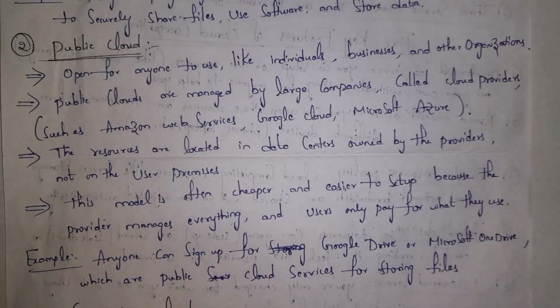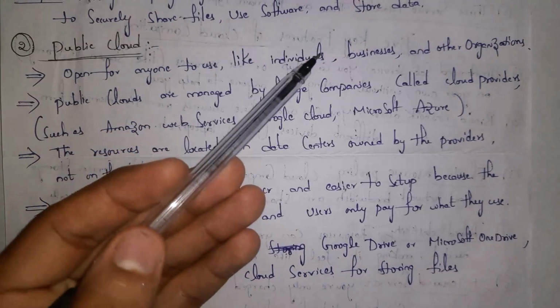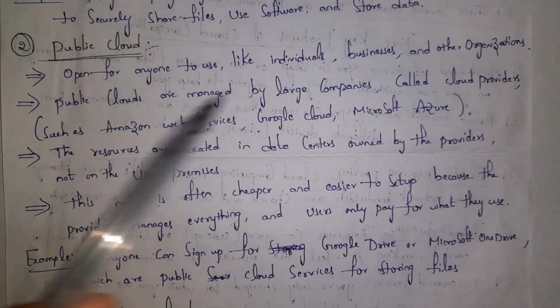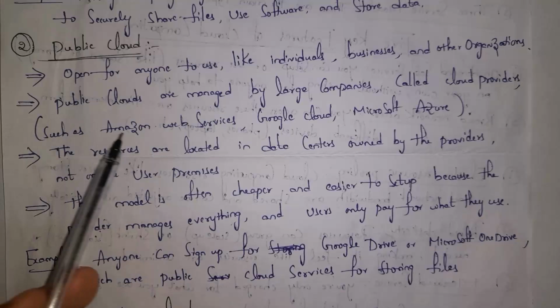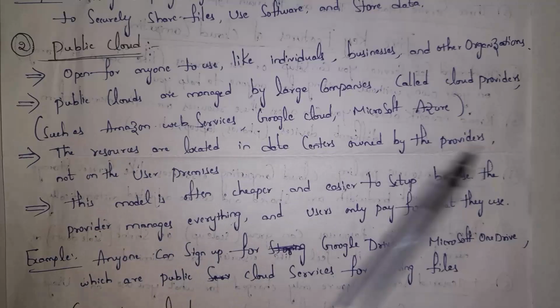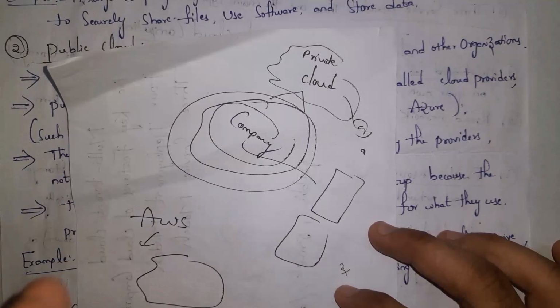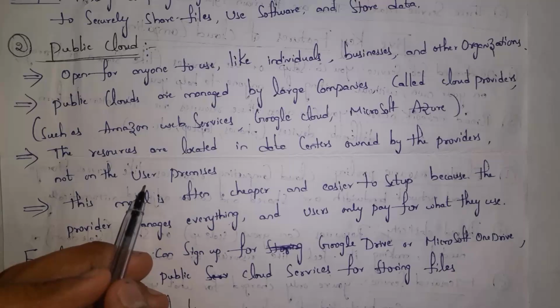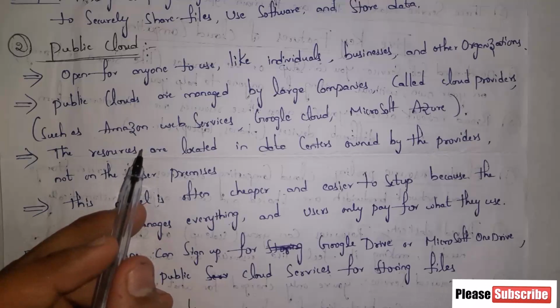That's not only users, many organizations can use public cloud. So many organizations and businesses are using public cloud. Public clouds are managed by large companies called cloud providers, such as AWS, Google Cloud and Microsoft Azure. These resources are located in data centers owned by providers, not on user premises. AWS contains separate data centers in many locations. In the data centers, servers, storage, everything is maintained. So in public cloud, resources are not located in the user's place. Resources are located in data centers like AWS, Google, Microsoft Azure, etc.